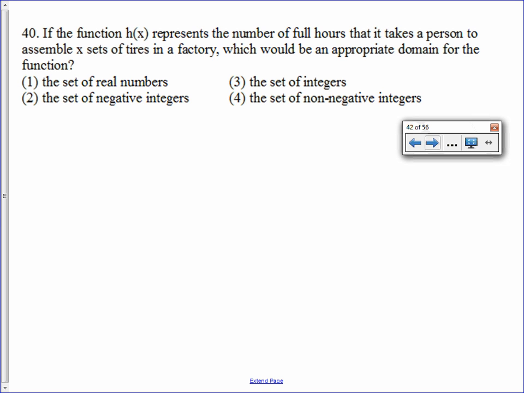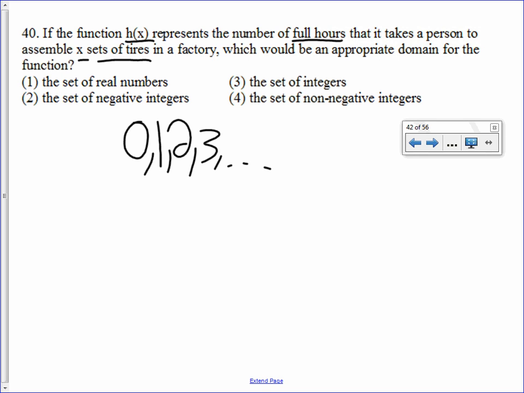Same type of thing here. We're talking about x sets of tires, where h of x is the number of hours. Which would be an appropriate domain? Well, that's sets of tires. You can start with 0 sets of tires, and you make 1 set of tires, and you make 2, 3, etc. The set of non-negative integers.